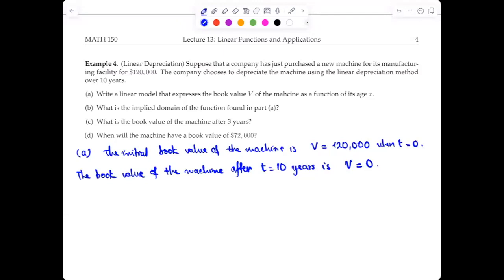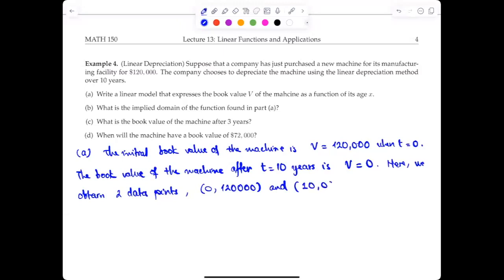So from this information, we say that, okay, now I have two data points. The first data point is 0, 120,000, and the second data point is 10, 0. Here, we obtain two data points: 0, 120,000 and 10, 0.